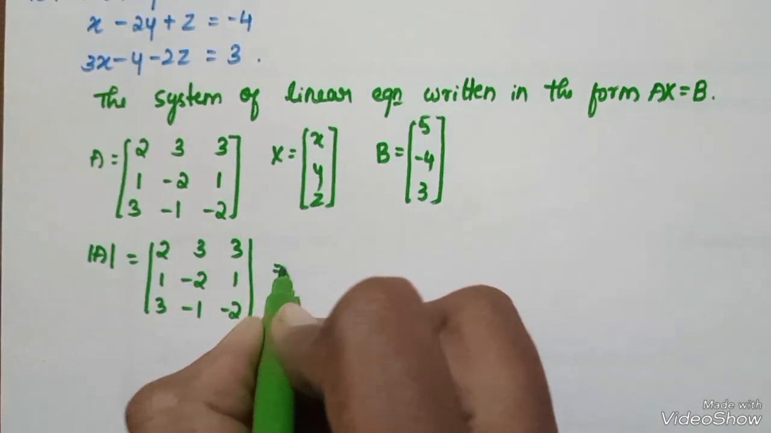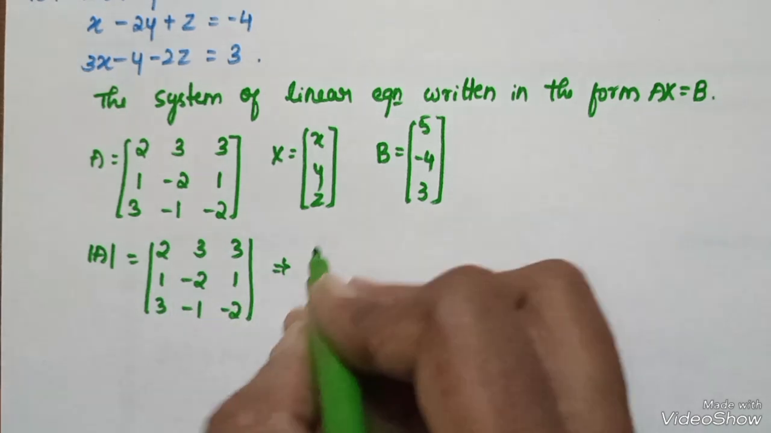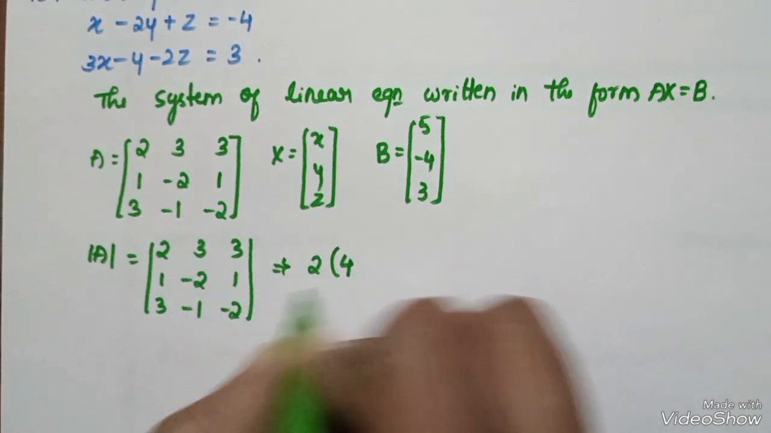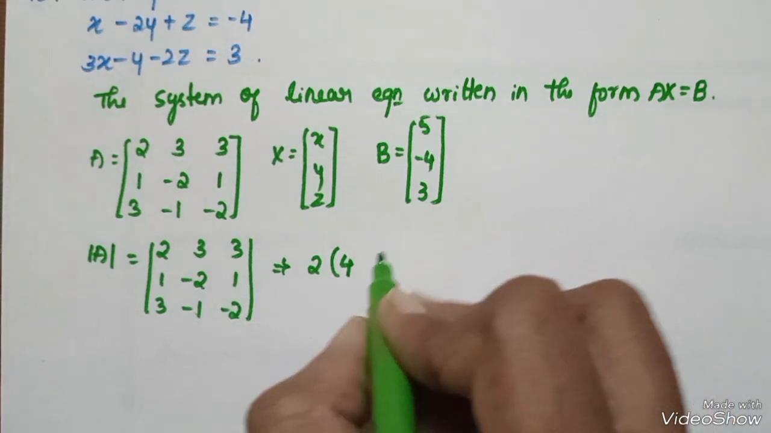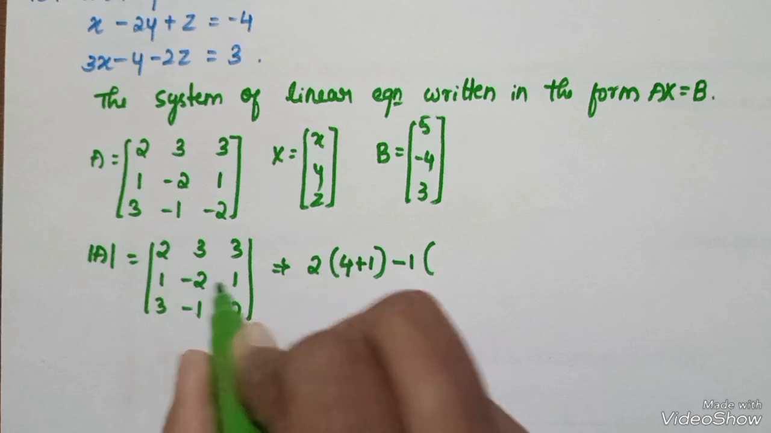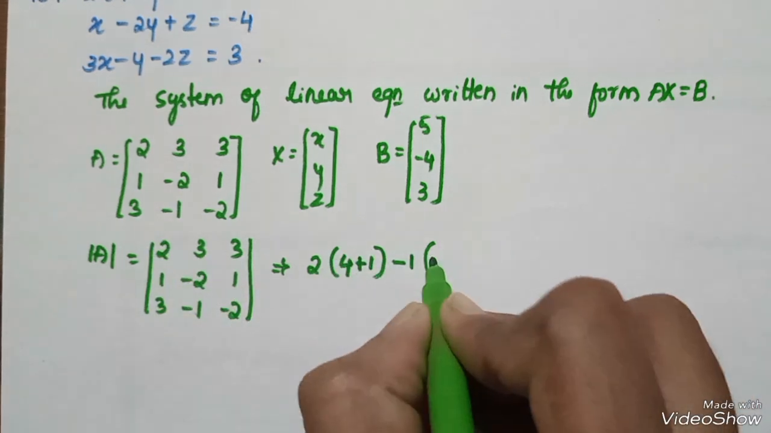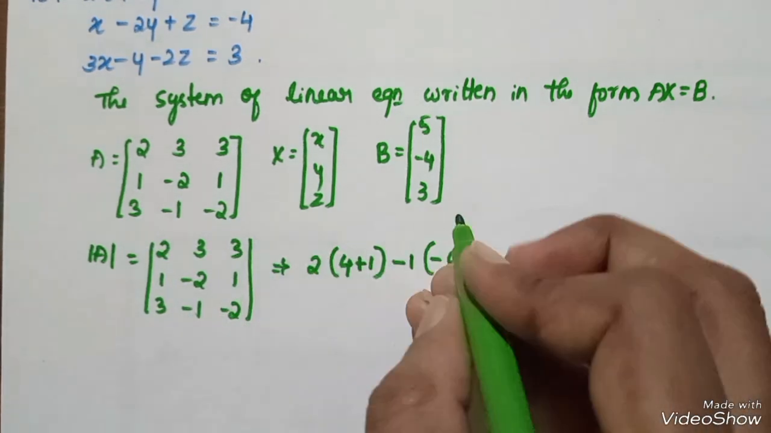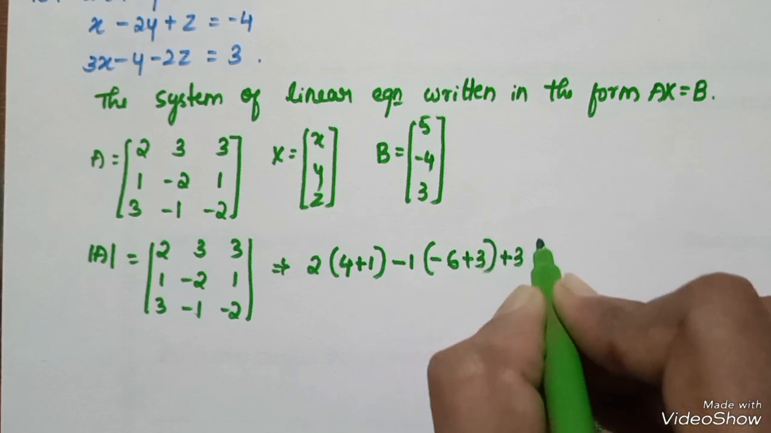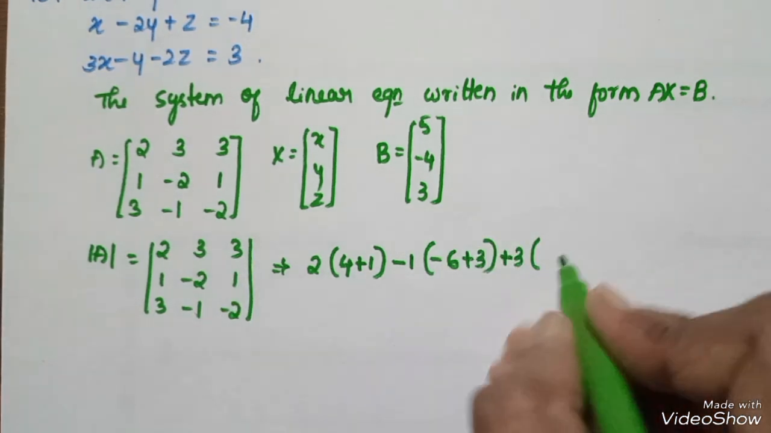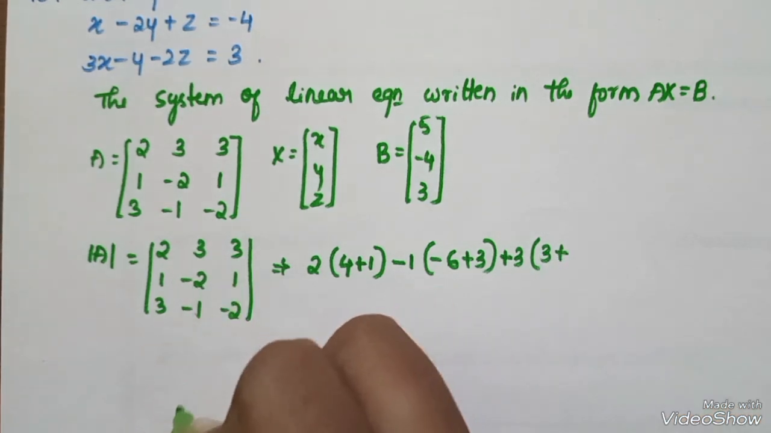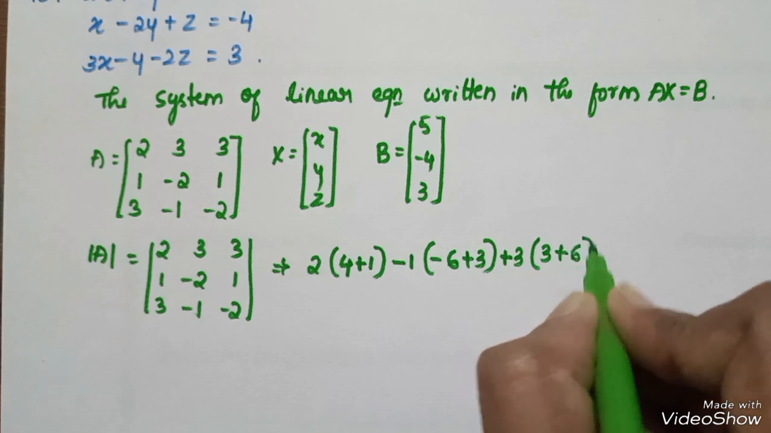Now I have to find the determinant value by using column 2: 2 into minus 2 into minus 2 plus 4, minus 1 into 1 minus 1. Here 1 minus, that is plus, minus 1 into, neglecting these, 3 into minus 2 minus 6, minus 1 into 3 minus 3, it becomes plus 3, 3 into 1 3 plus, here minus 2 into 3 minus 6, here 1 minus, it becomes plus.